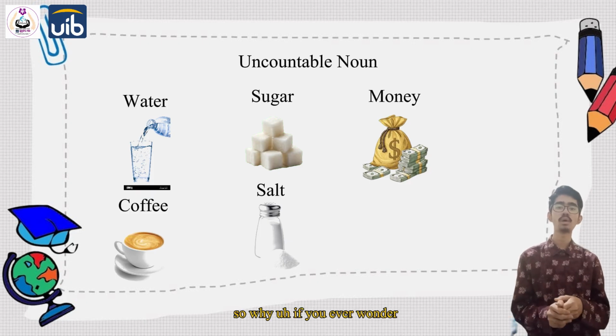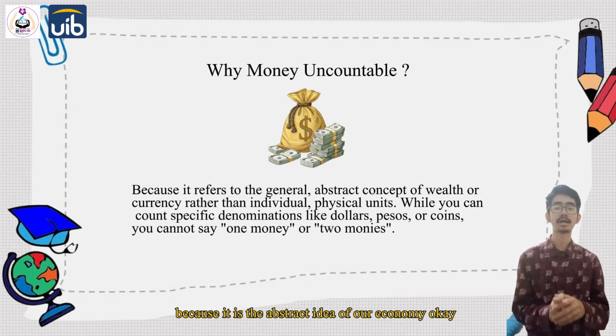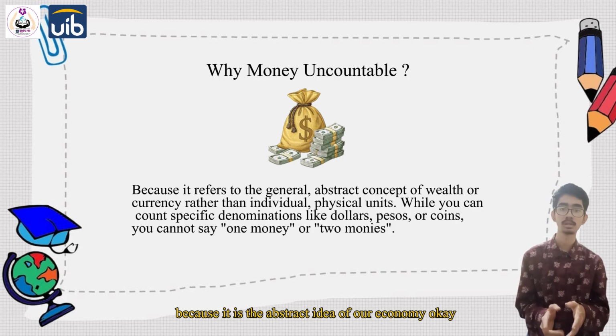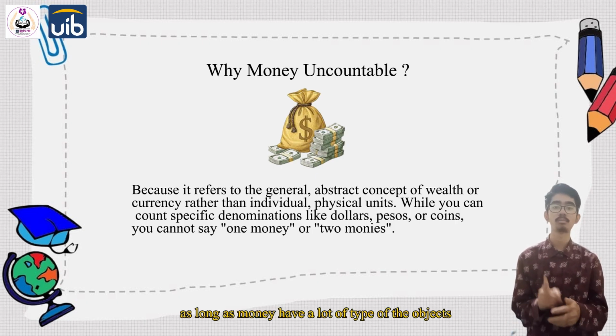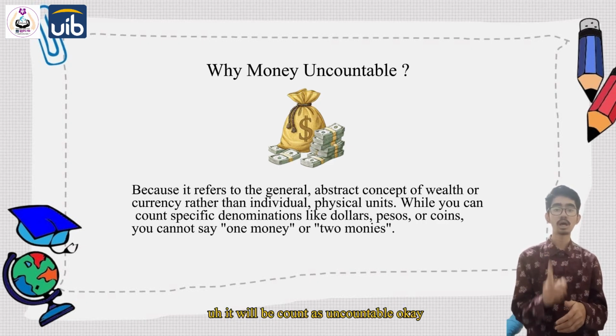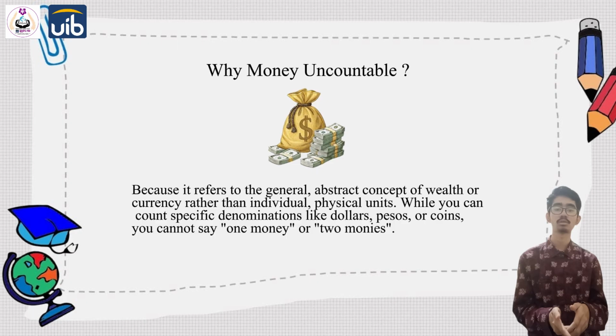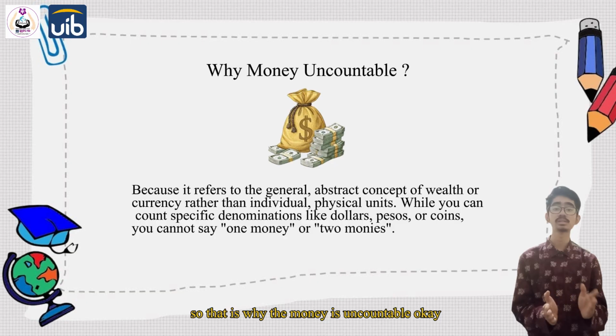If you ever wonder why money cannot be counted, it is because it is the abstract idea of our economy. As long as money has a lot of types of objects, it will be counted as uncountable. For example, money can take the shape of gold, digital currency, crypto, and so on. That is why money is uncountable.